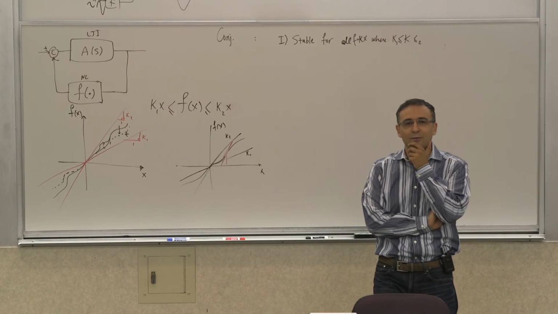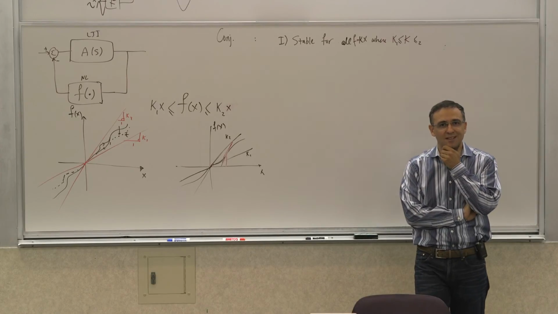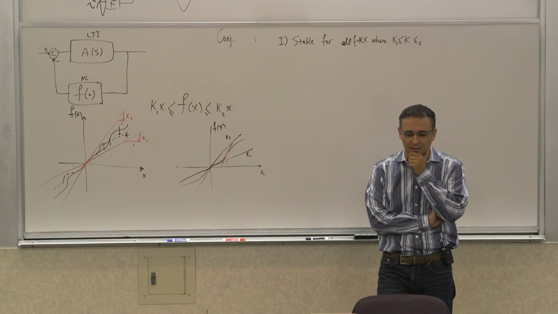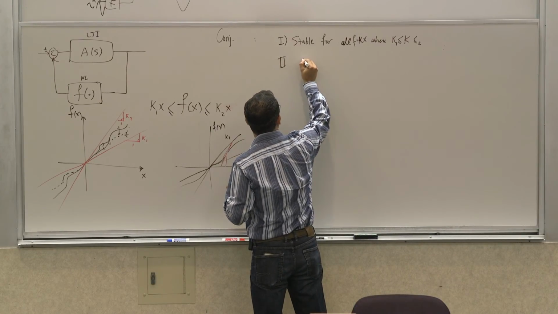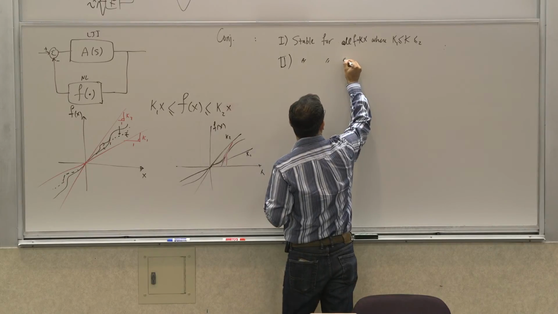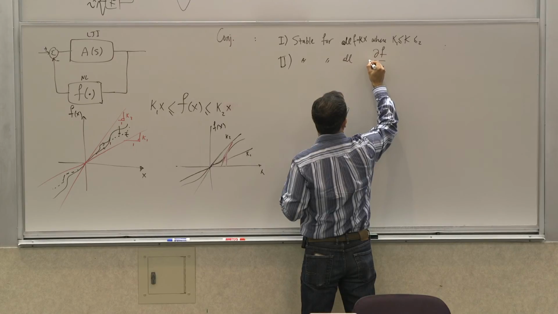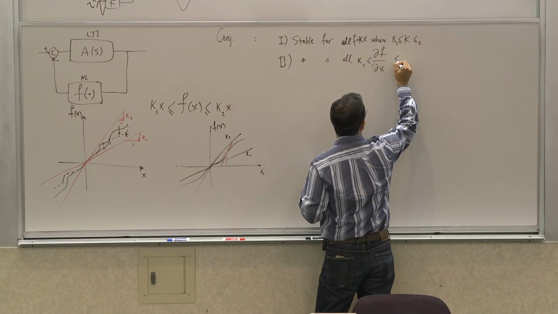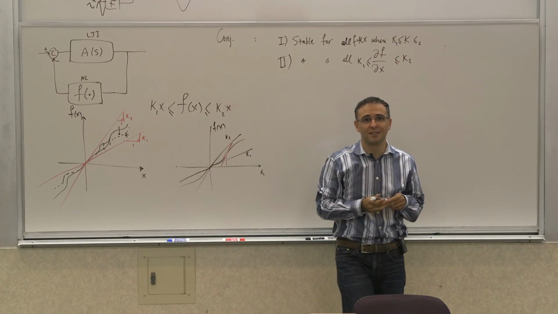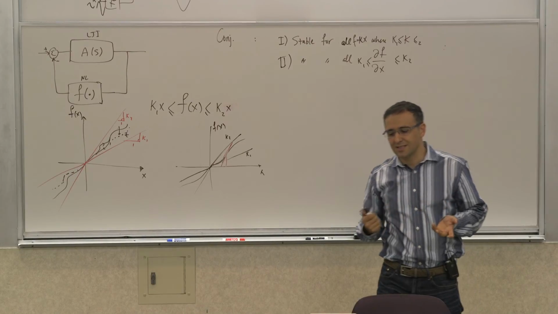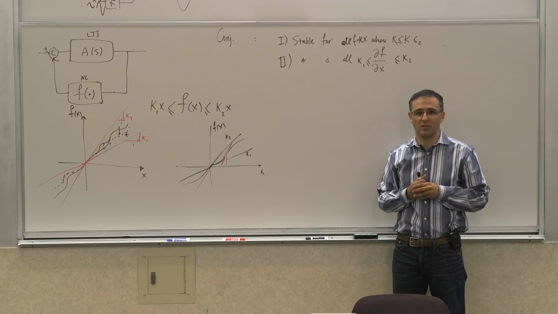So if you wanted to come up with a conjecture that would address that, what would we say? How about if we say it's stable for all df/dx's between k1 and k2? In other words, if it's small signal stable at all points, for all the possible slopes that you can have, then it is stable. Right? So that's another conjecture.